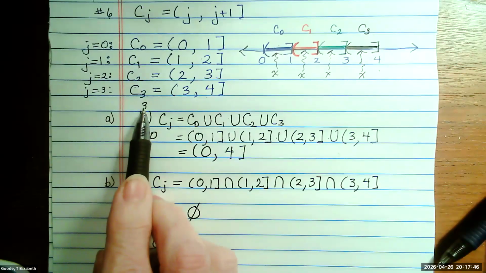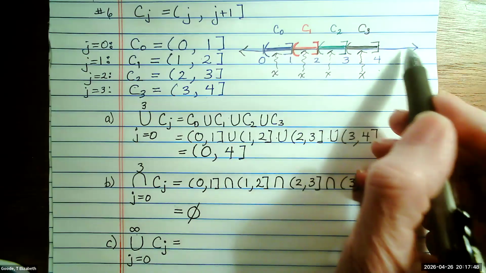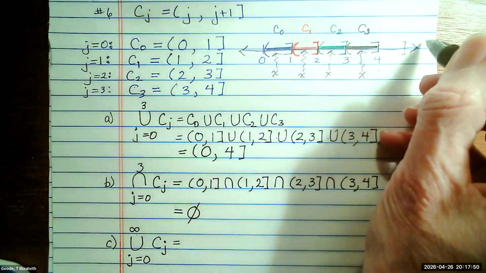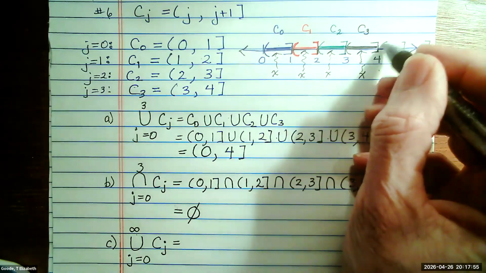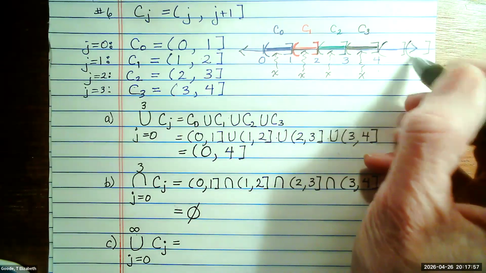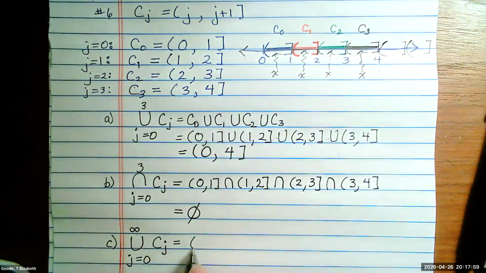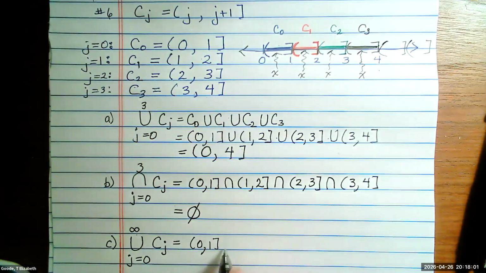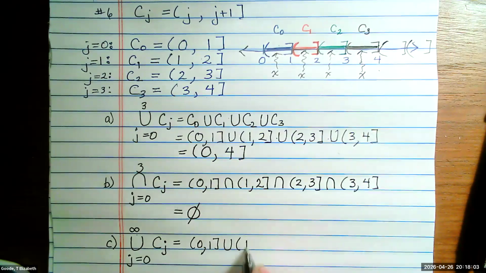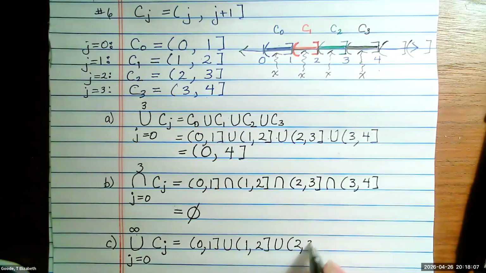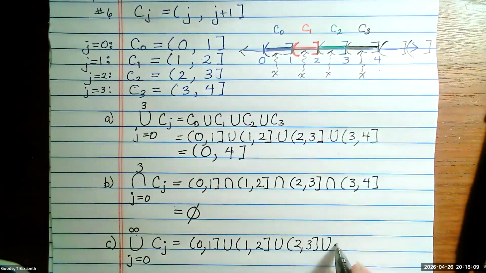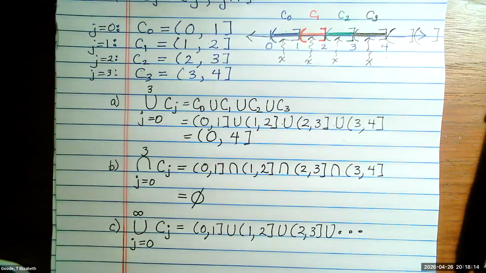So instead of stopping at 3, we're just going to keep going forever. So there'll be some more sets and some more sets. Just keeps on going forever. So it's [0, 1] union [1, 2] union [2, 3] union, just keep on going forever. Well, what's that going to be?